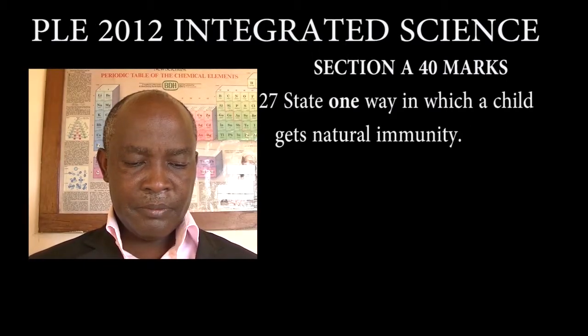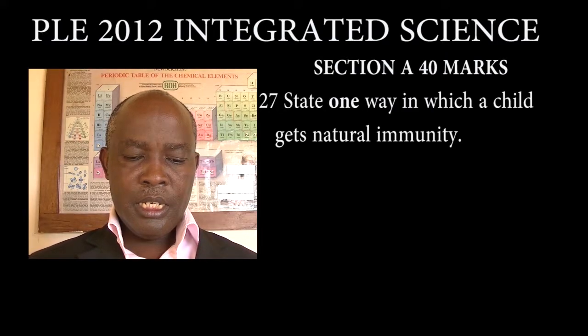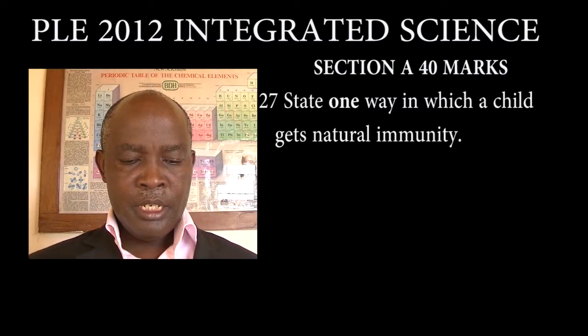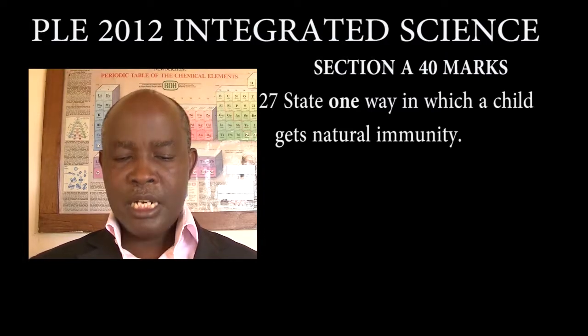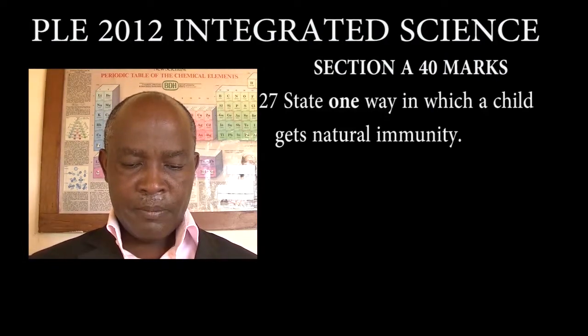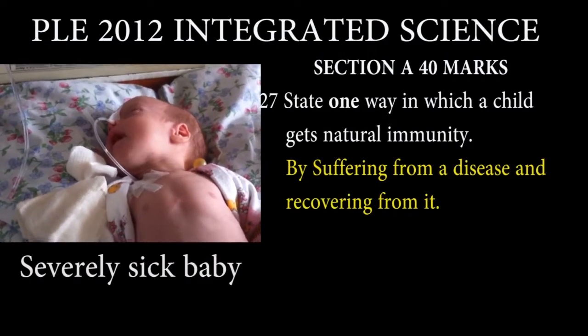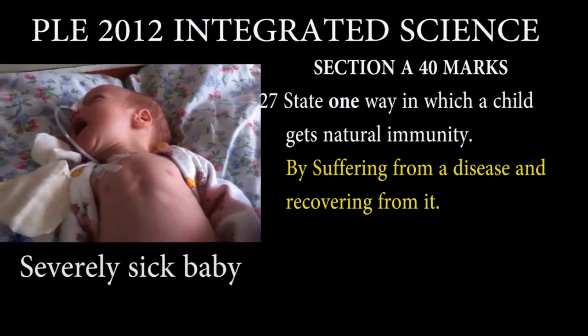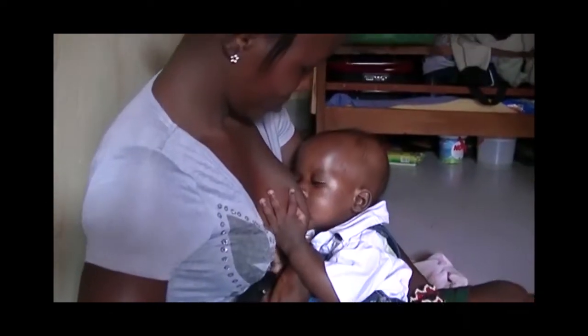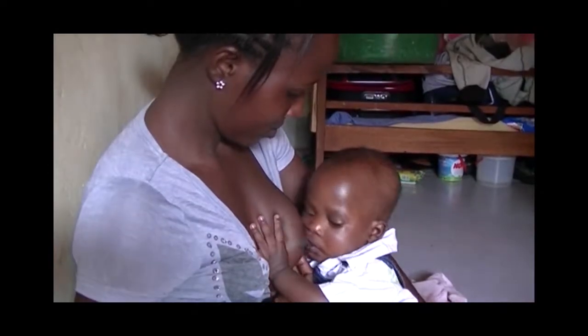Number 27. State one way in which a child gets natural immunity. By suffering from a disease and recovering from it, or by feeding on breast milk.